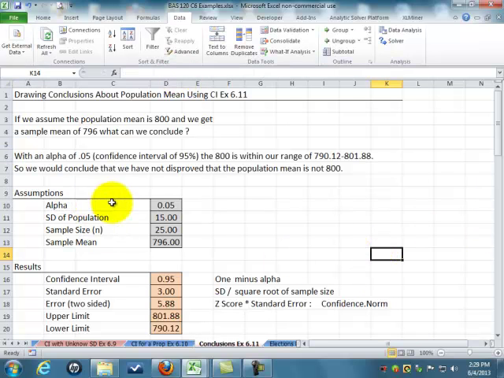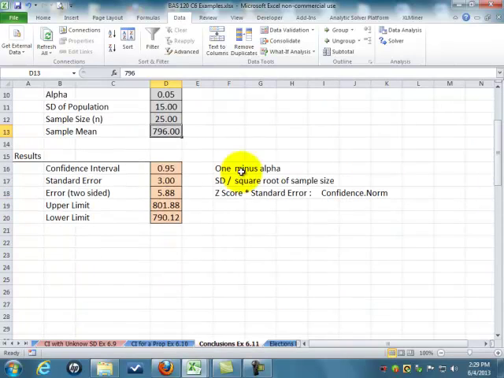The way we'd calculate that is we assume our alpha is 0.05. The standard deviation of the population, we're told, is 15. Sample size 25. Sample mean 796. We'd calculate our confidence interval the same way. Our standard error would be the standard deviation divided by the square root of the sample size. Our error would be, we'd do CONFIDENCE.NORM again, and we'd look at our upper range and lower range, and then we'd say since 800 is within that range, we would not reject that 800 is the mean.